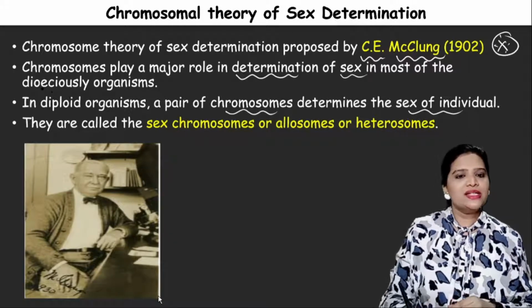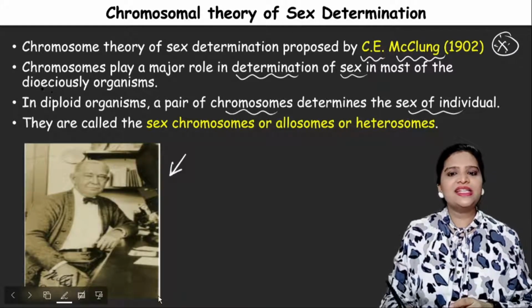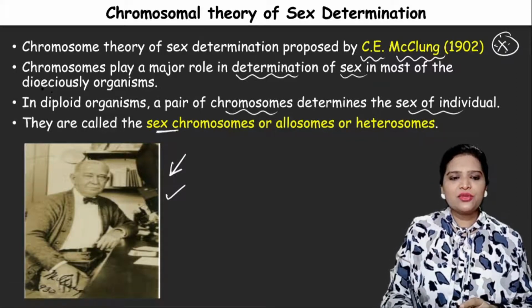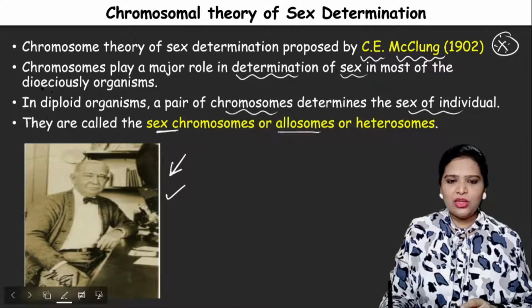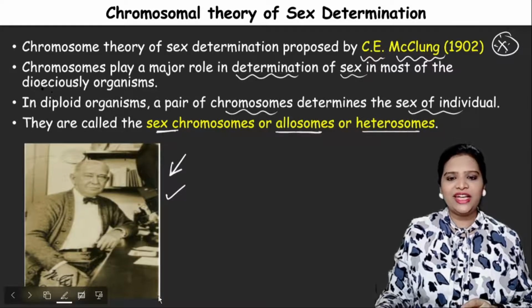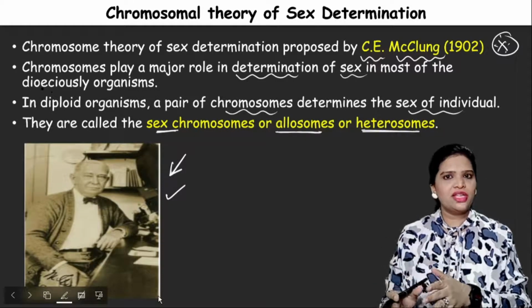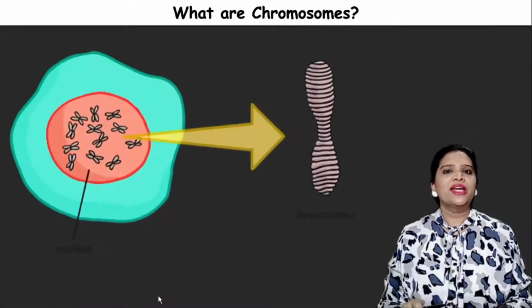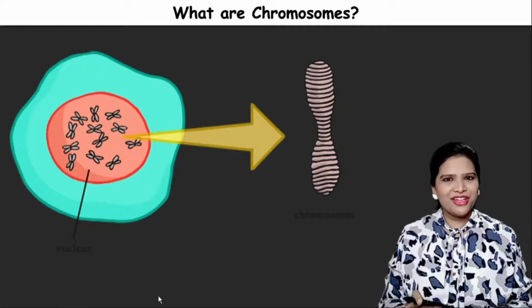Okay. So this chromosomal theory was proposed by C.E. McClung. The sex chromosome is also called as allosomes or heterosomes. These two terminologies are also used for the sex chromosomes. Okay, right. Now, let us see what are chromosomes.